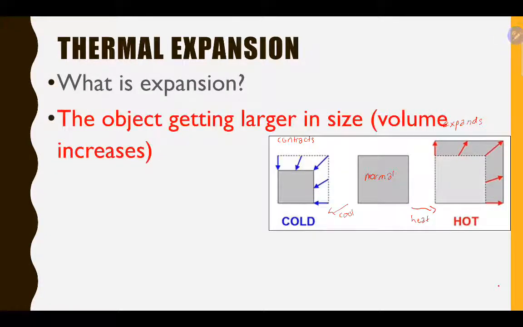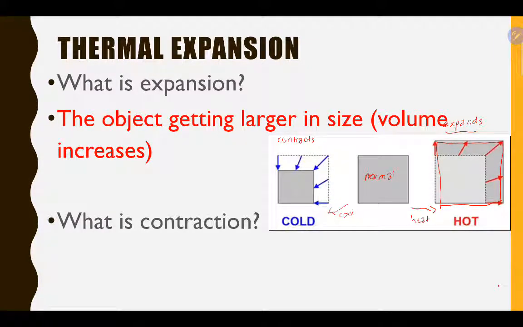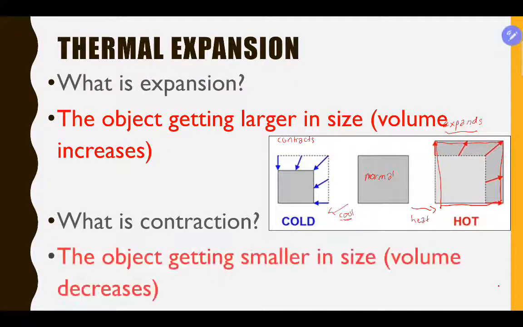From the picture itself, as you can see, from normal to hot, when it expands, the object gets bigger. This is the size of the object after it expands. Contraction is from normal to when it's cold, which is this one. As you can see, the normal object size was like this, but after it's cooled down, it gets smaller. So the volume decreases, and that is contraction. Expansion is when the volume increases. Contraction is when the volume decreases.